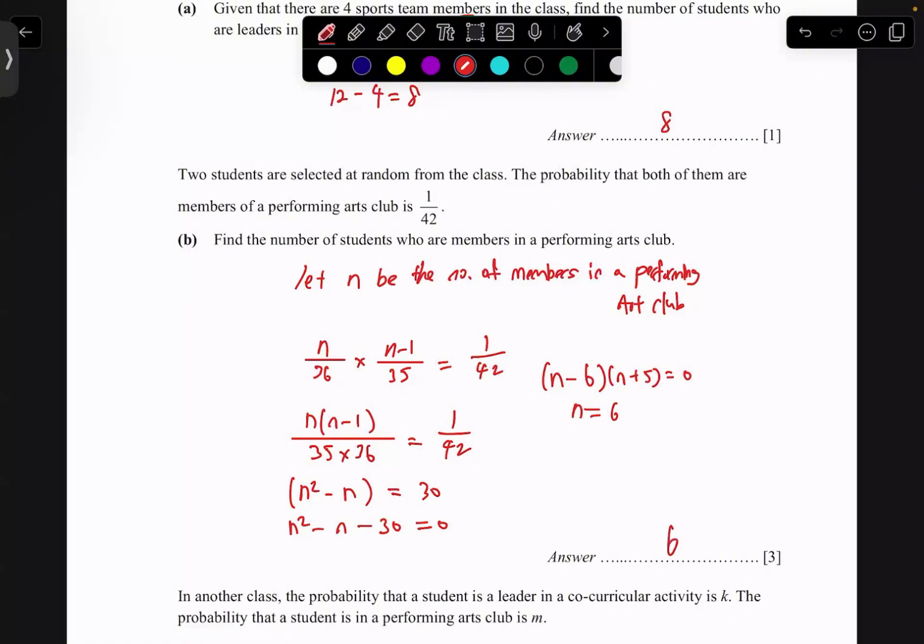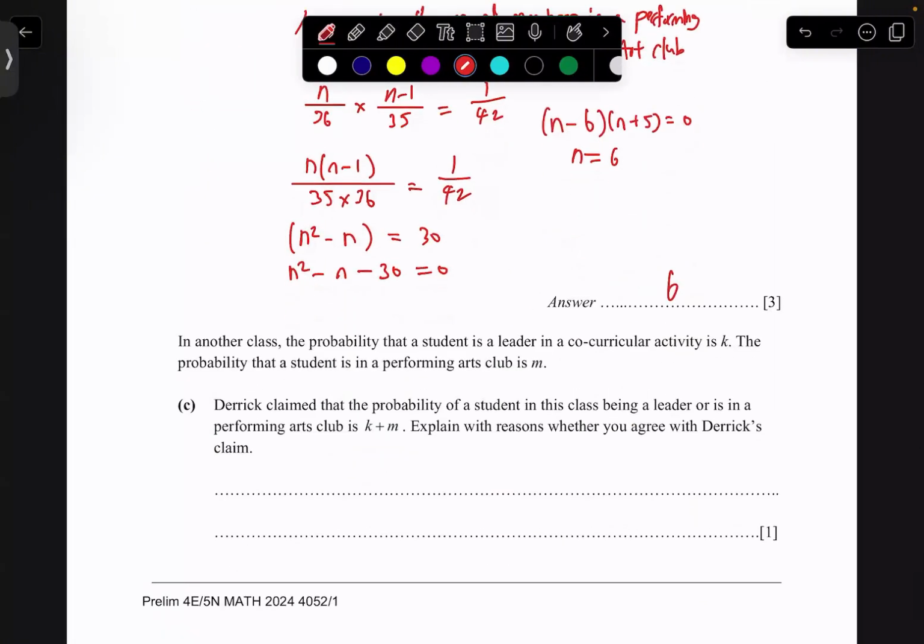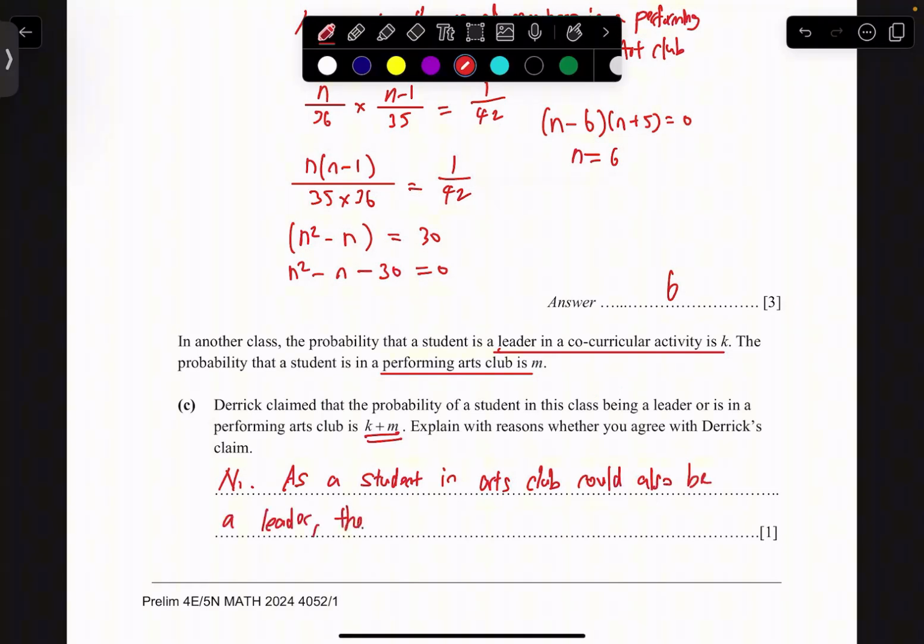In another class, the probability that a student is a leader is CCA. The probability that a student is in the arts club is n. Derek claims that the probability of a student being a leader or being in a performing club is n. Explain the reason for Derek's statement. A leader in a CCA has this probability, and a student in the arts club has this probability. But if you just take these two probabilities, you are ignoring the fact that a student in arts could also be a leader. Therefore, it will not be.